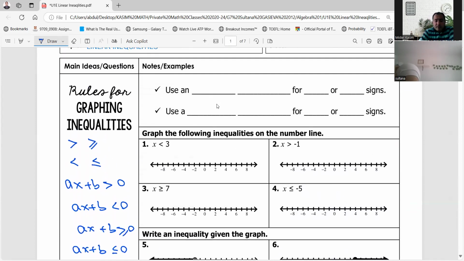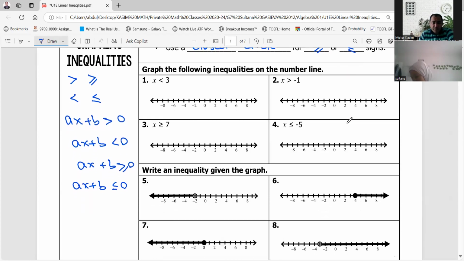So we use an open circle, right? For greater than or less than. For greater than or equal to, or less than or equal to, we use a closed circle, to show that the numbers are in that interval.